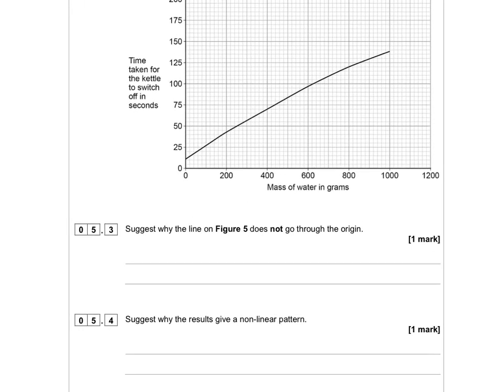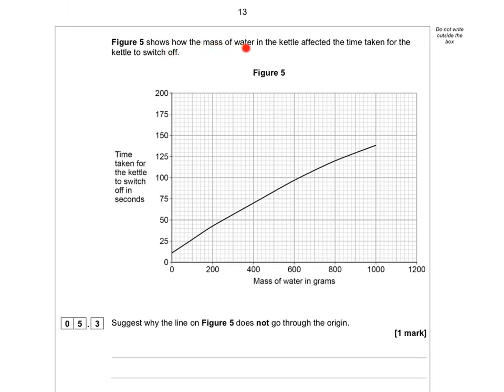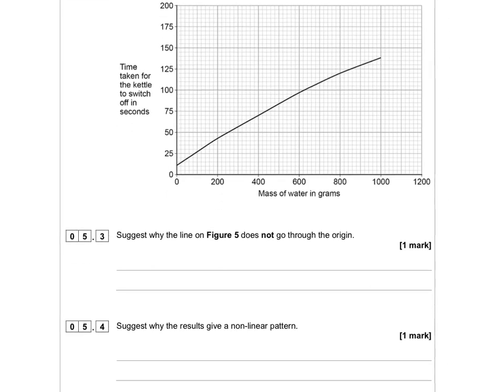Okay, why does figure 5 not go through the origin? If you have a look at the question here, this shows us how the mass of water in the kettle affected the time taken for the kettle to switch off. Time taken up this side, mass over this side. So when I've got no water, it does take a second. It doesn't go off instantly. It takes 5-10 seconds to go off. Why is that? Well, when you start it, you've still actually got to heat up the heating element. So the heating element needs to warm up.